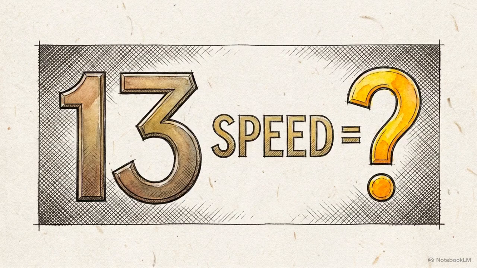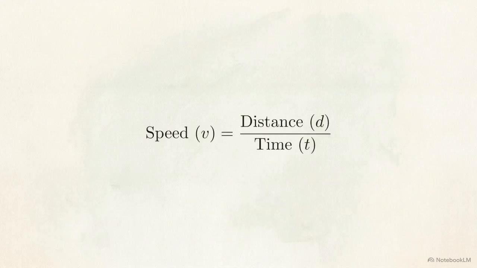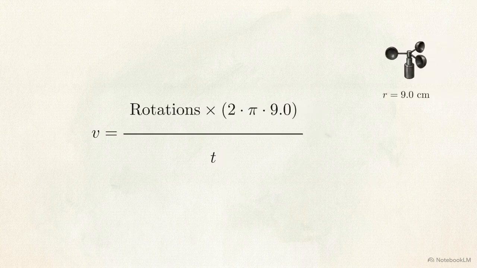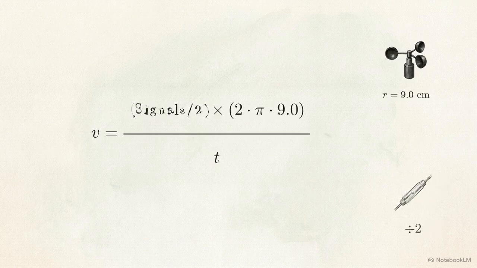While counting digital pulses confirms our hardware works, a raw pulse count is only useful once we apply the mathematics of speed. This formula breaks down exactly how we calculate speed. We start with the basic rule. Speed equals distance divided by time. To find the distance the cups traveled, we multiply total rotations by the circumference. We find the circumference by measuring the sensor's radius and multiplying by 2 pi.